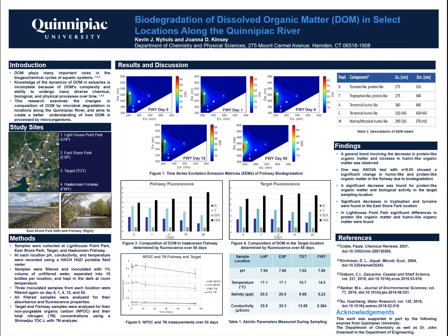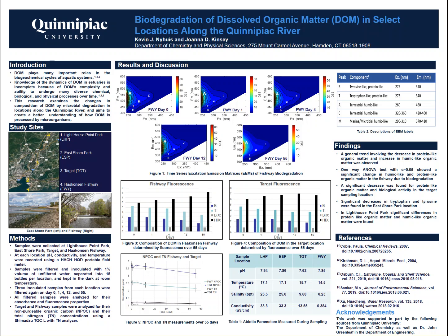and Lighthouse Point Park. There were also significant decreases in protein-like organic matter in all locations. This suggests that microorganisms consume the smaller protein-like organic matter and may convert this organic matter into larger humified molecules in the process. Figure 5 shows our results for non-purgeable organic carbon and total nitrogen concentrations for Fishway and Target.